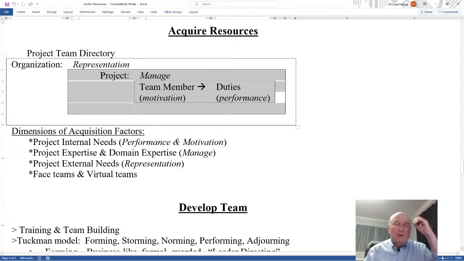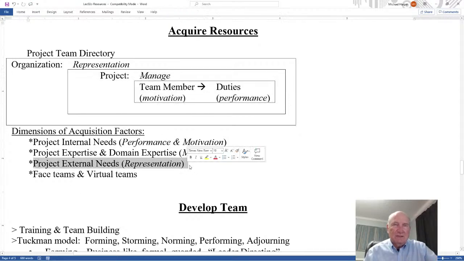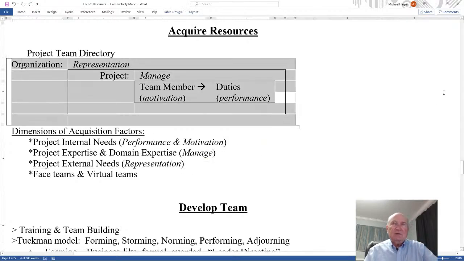Also, you can have people on there who are very good at understanding what is needed for the actual project. And then you have project external needs. And this could be, for example, representation. And this is for the organization. Sometimes you'll have people within a project who are very good at connecting the project with the organization, representing it and identifying the direction that the project needs to go, the changes, the integrated change control. But representation at the organizational level should always be part of a project team.